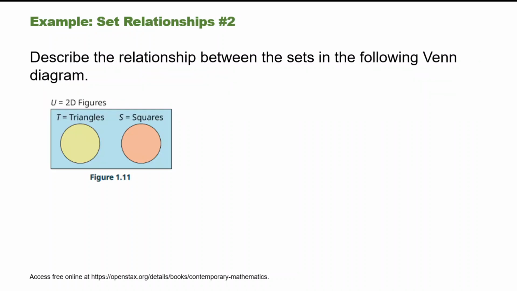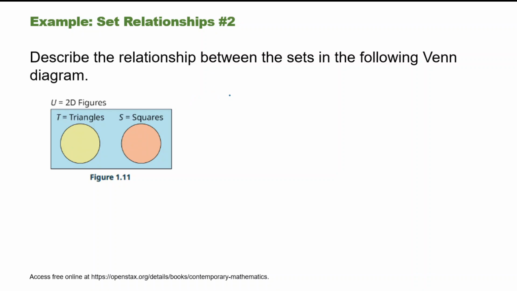So example, set relationships number 2. Describe the relationship between the sets in the following Venn diagram. So this figure has a rectangle labeled U equals 2D figures, and it contains two circles that do not overlap. The first circle on the left is labeled T equals triangles, and the circle on the right is labeled S equals squares. So describe the relationship between the sets.